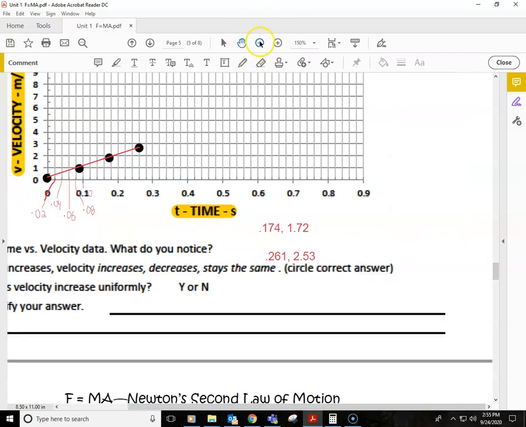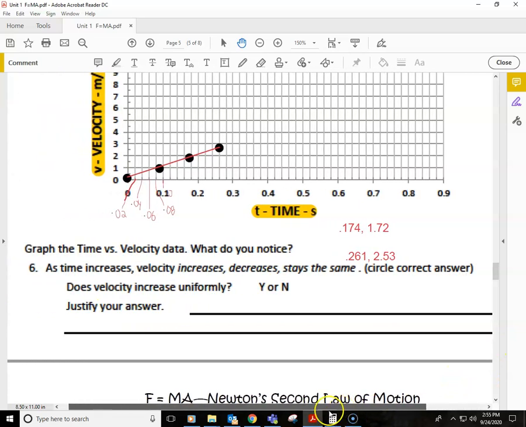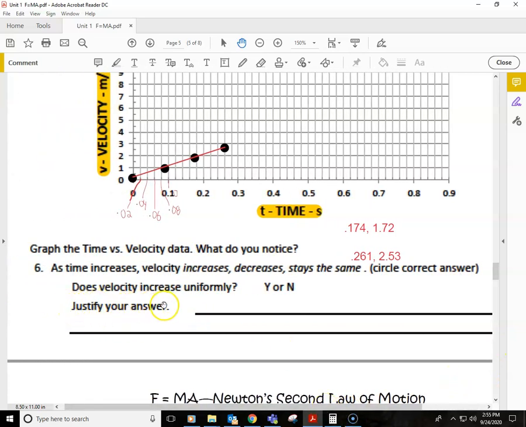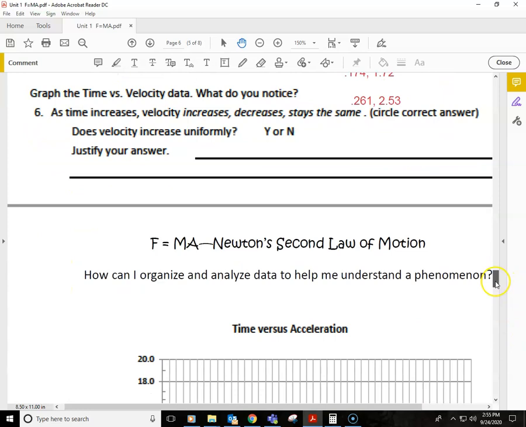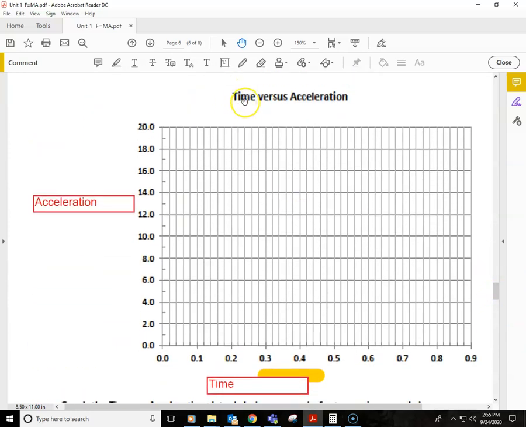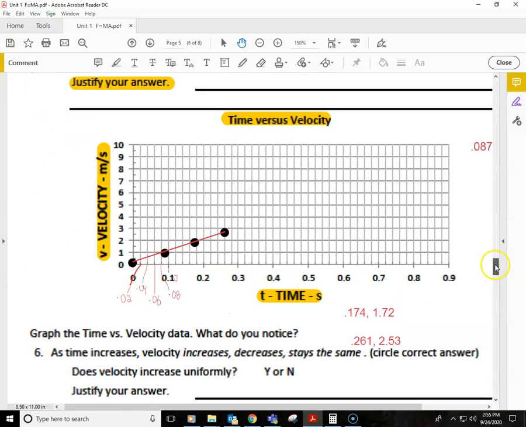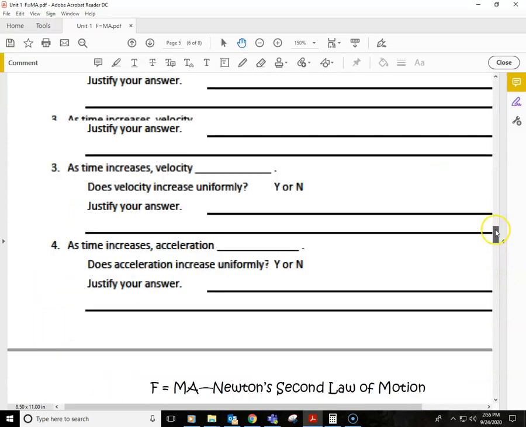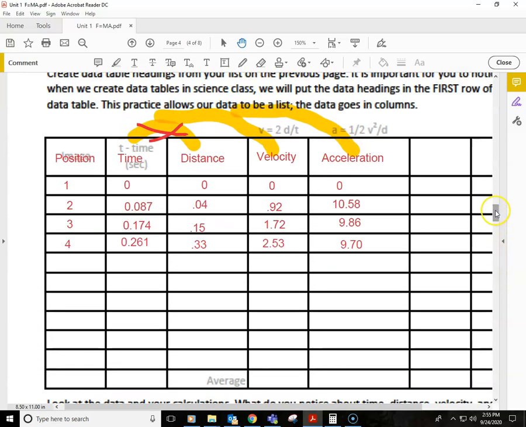Let's zoom out a little. After you finish this graph, of course you're going to answer some questions, and of course you're going to justify your answer. Then you're going to go down here and you're going to see, oh, I need to make another graph. This one is time versus acceleration. Go back to the photo you took of the data table so you don't have to scroll like I am right now. Let's see, we just finished the velocity one. Now we have to do acceleration.